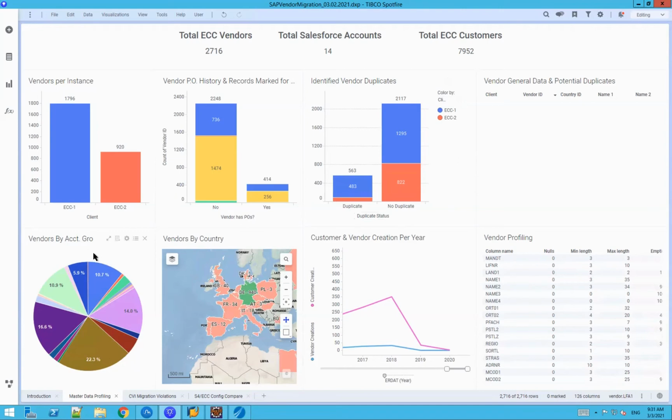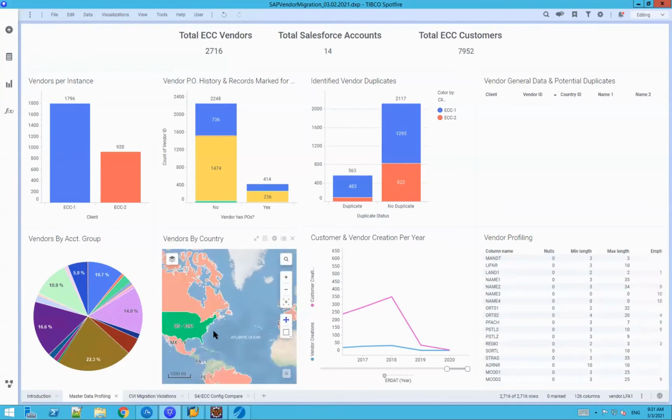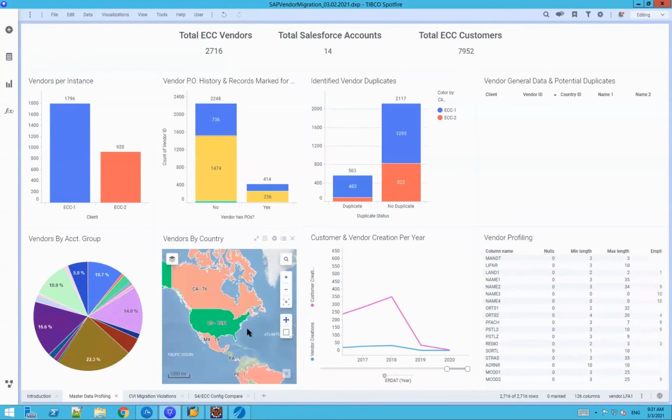So another piece here, vendor account group, right? So vendor account groups are a really important way to classify your vendor data. Some account groups might become irrelevant over time and you don't need to include them in your migration. So another good way to segregate which data you should be migrating. We can also look around the globe and see where your data is residing, if the majority of it's in the US or different countries.